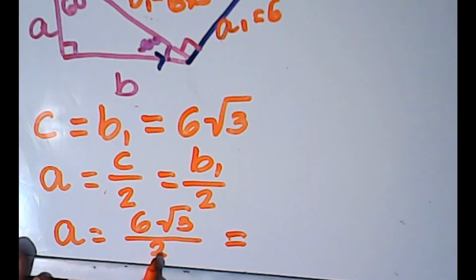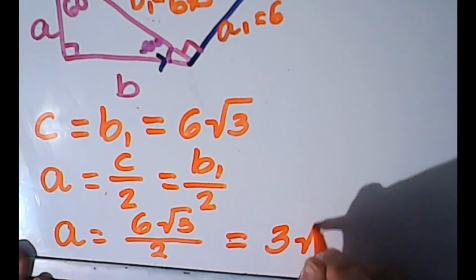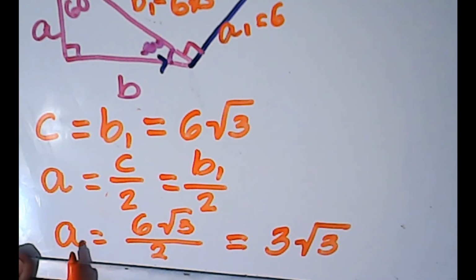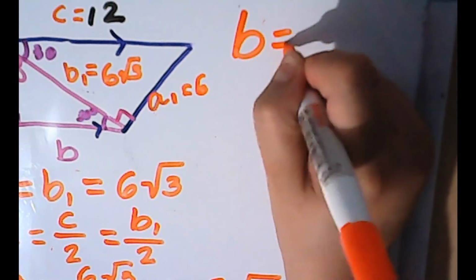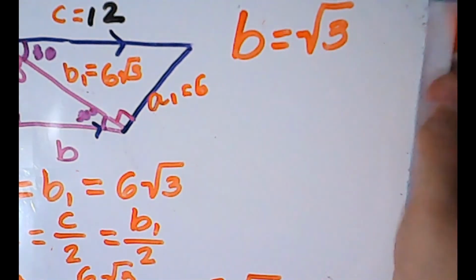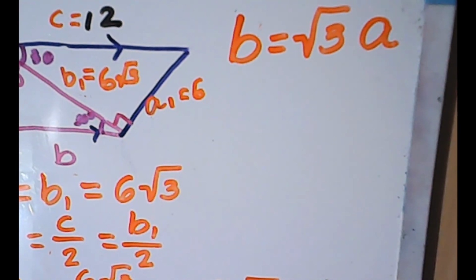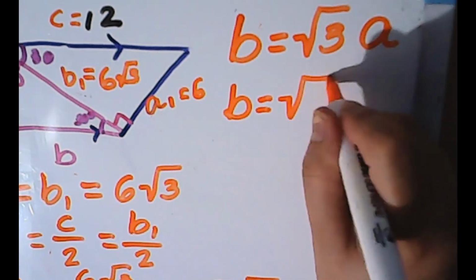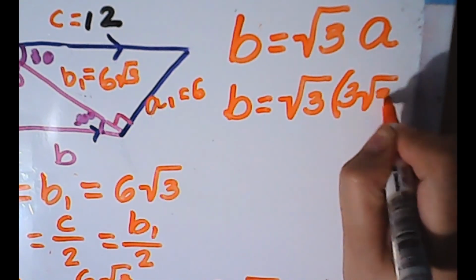6 is divisible by 2, therefore we can divide 6 divided by 2, which is 3, then square root of 3. Okay, so the length of the shorter leg is 3 square root of 3. Let us now move to getting the length of the longer leg. The longer leg is equal to square root of 3 times the length of the shorter leg. In this case, our shorter leg is equal to 3 square root of 3. Therefore, we have B is equal to square root of 3 times 3 square root of 3.